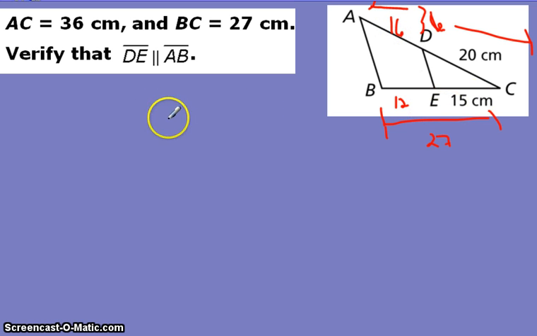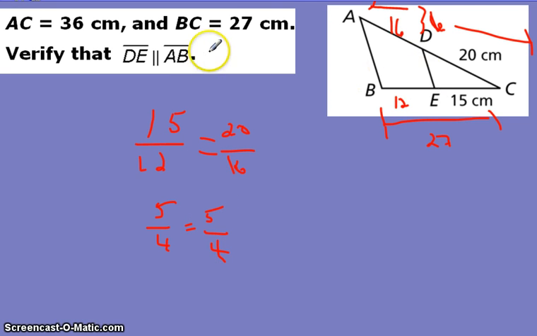So now I can set up 15 over 12 as 20 is to 16. And let's see, if I pull a big 3 out of this, I think I'll have a 5 over a 4. And a 4 out of this would be a 5 over 4. So these two lines must be parallel then. Alright, there looks to be some more problems there.